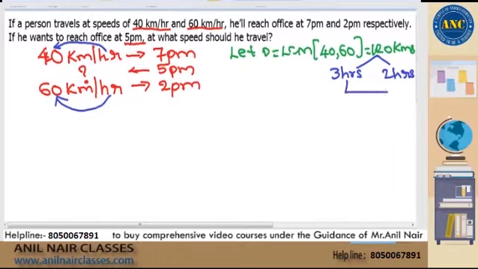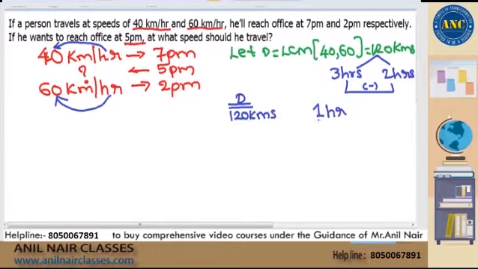What is the difference in time in both the days? The difference in time in both the days, 3 hours and 2 hours, is 1 hour. Right? That means according to my assumption, the difference in time is 1 hour. According to my assumption, the distance is 120 kilometers.